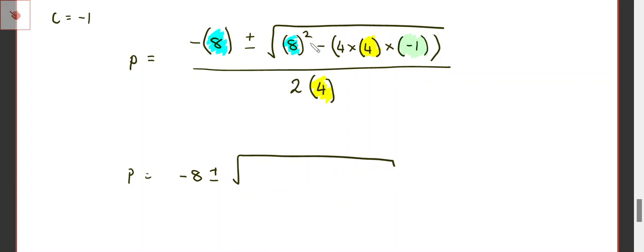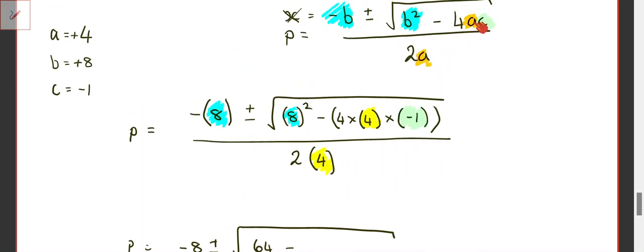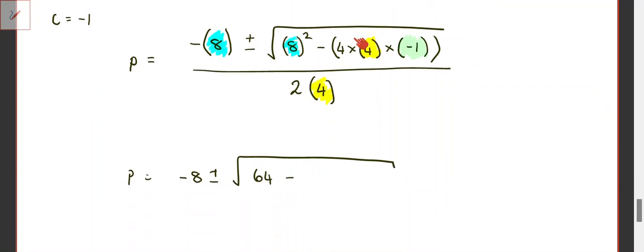So what is 8 squared? 64. So that's the 8 squared. Minus, now you will notice that 4ac, so that bit there, you have to do multiplication before subtraction, right? So that's why I put it in brackets, to show that I have to do all of this bit first. So that's why I've left it together. I'm going to do 8 squared is 64, but then I'm going to minus, what's 4 times 4 times negative 1? -16. Good, negative 16.